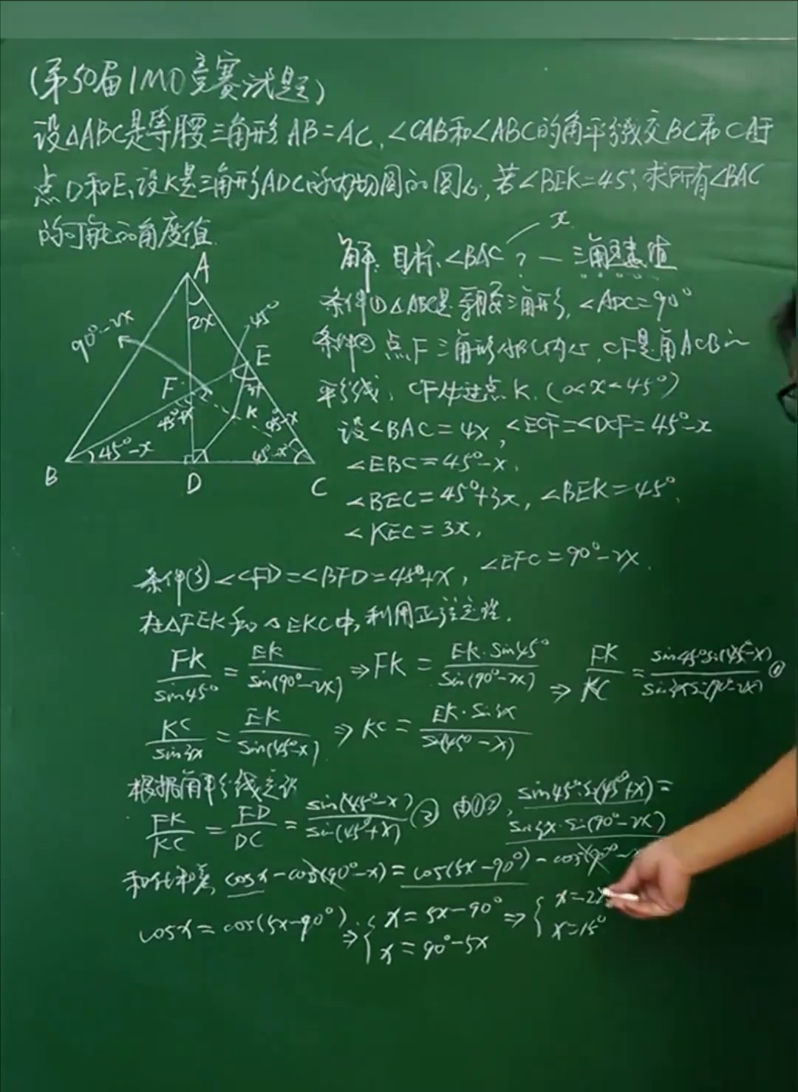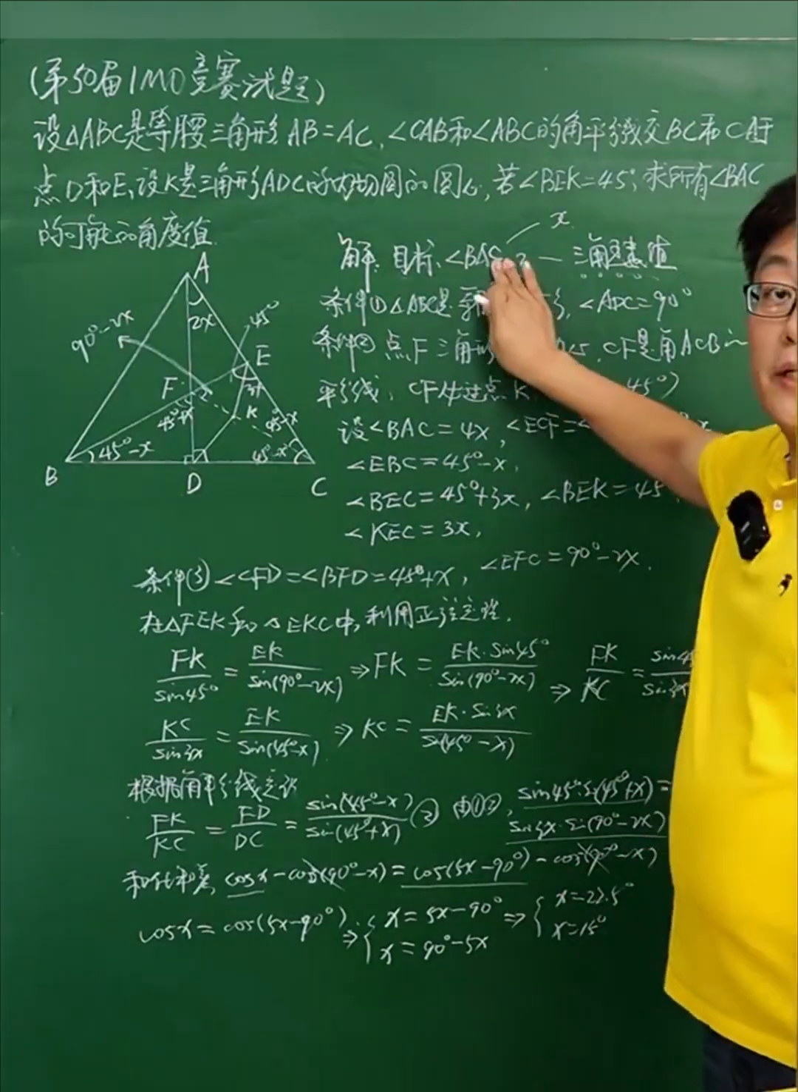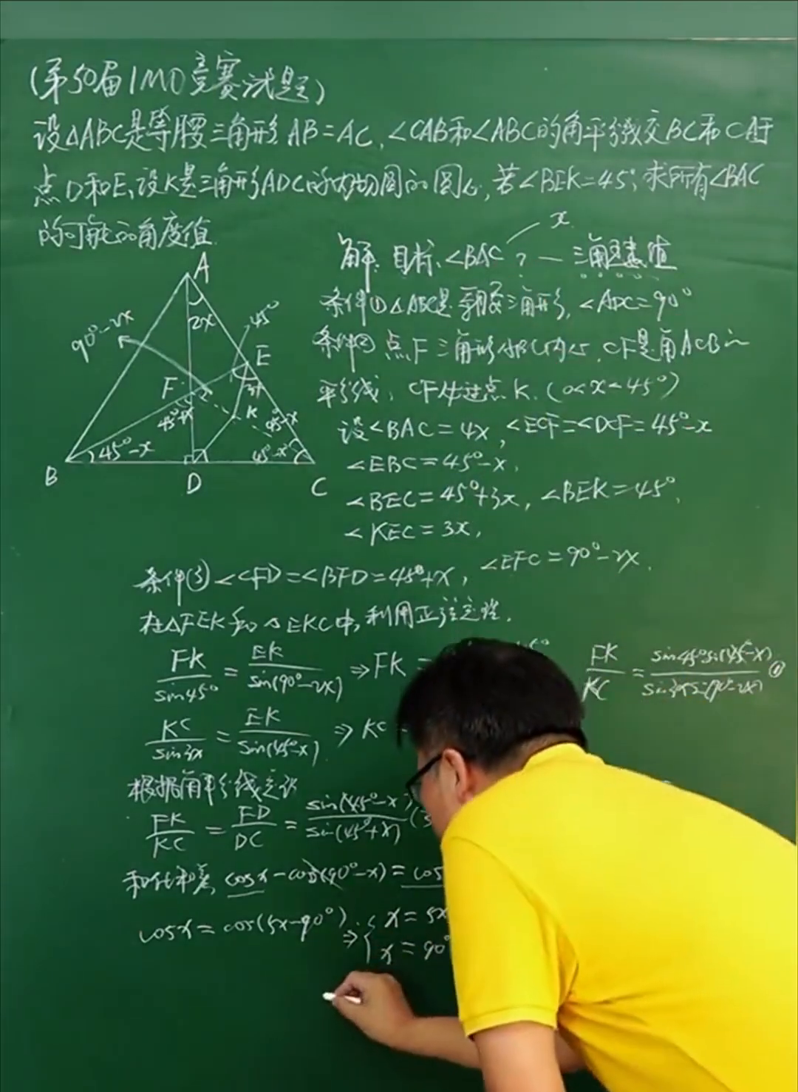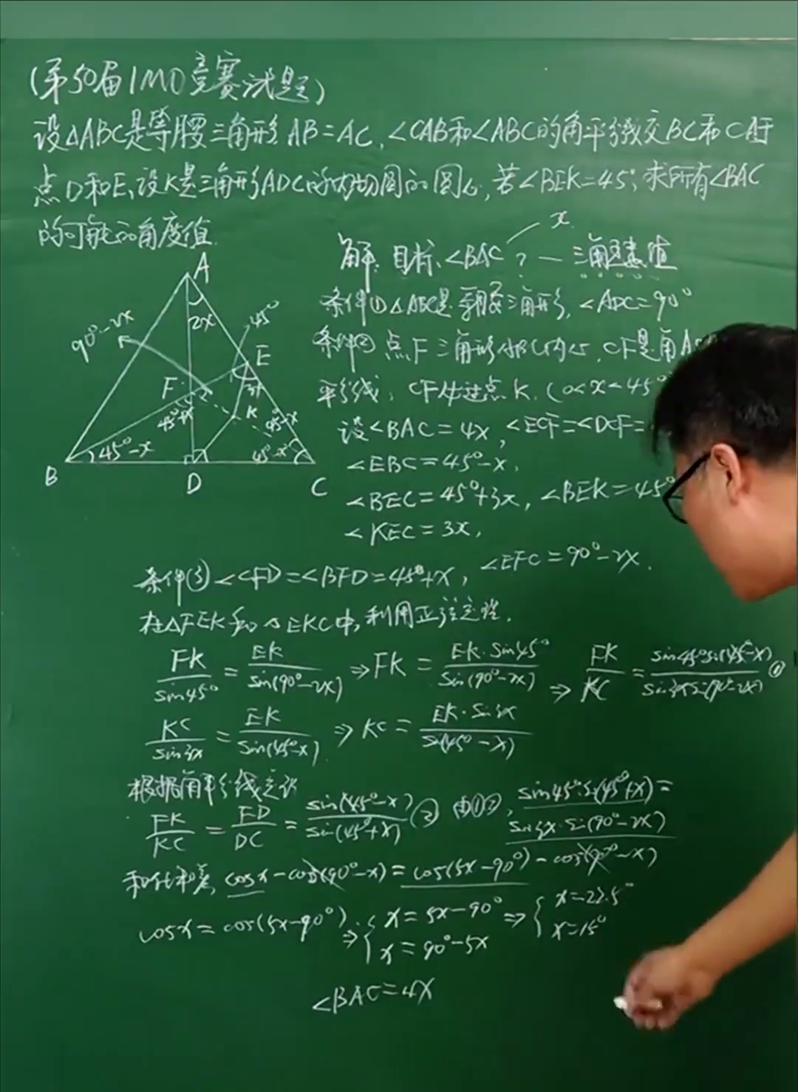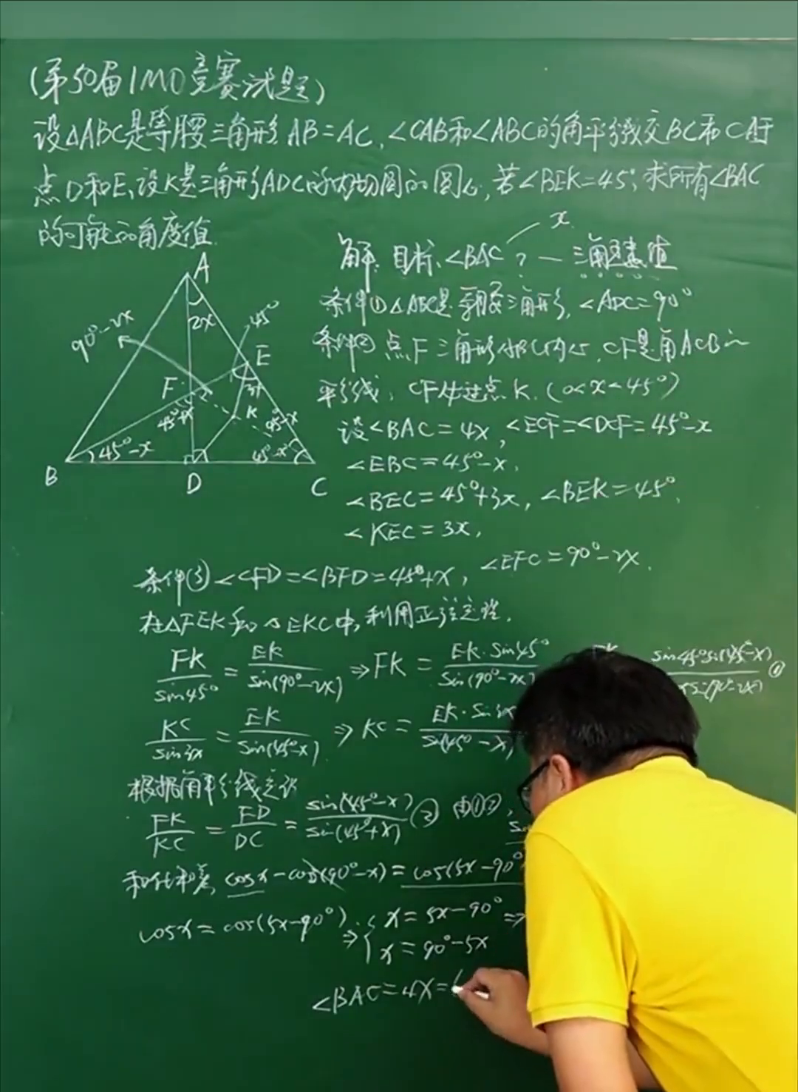So, what are the possible values for angle BAK? We set angle BAK as 4x, so its values could be two possibilities, 60 degrees or 90 degrees. These are all the possible angle values for angle BAK. So we've solved the problem.